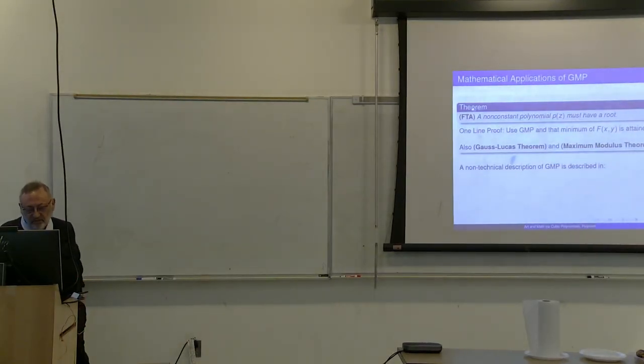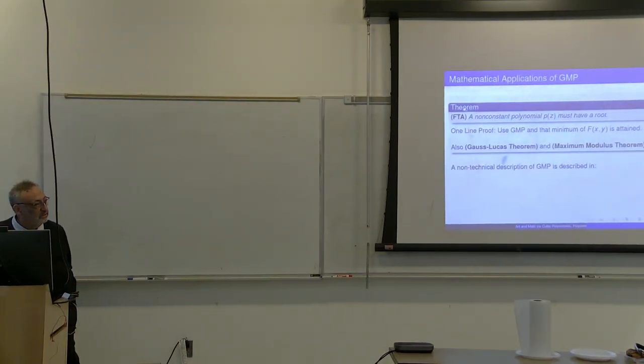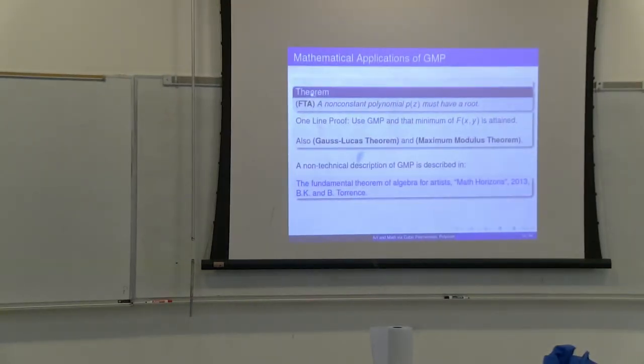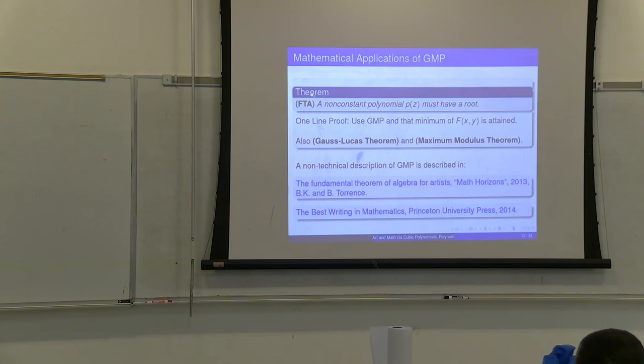Now, a non-technical description of the GMP, the geometric modulus principle for polynomials, is in this paper, The Fundamental Theorem of Algebra for Artists, an article by myself and Bruce Torrance in Math Horizons, 2013. It's a fun article, not very technical. Interestingly, Princeton University Press publishes a book each year, Best Writing on Mathematics, and surprisingly, they chose our article as one of those.